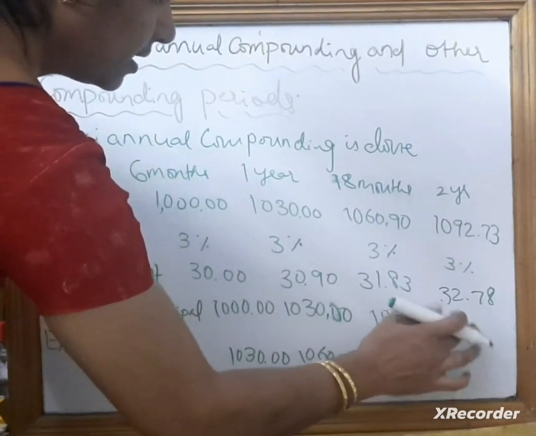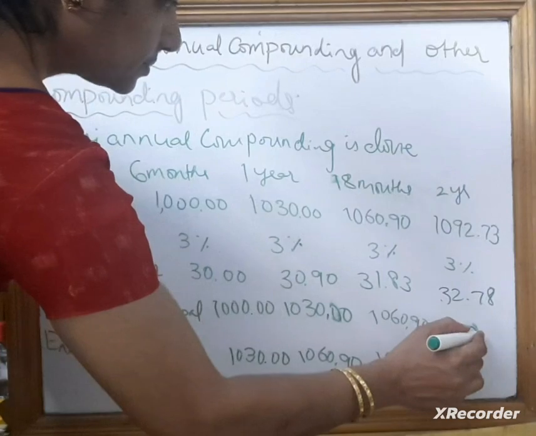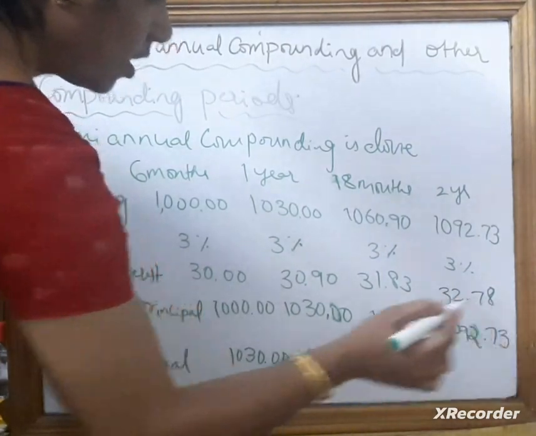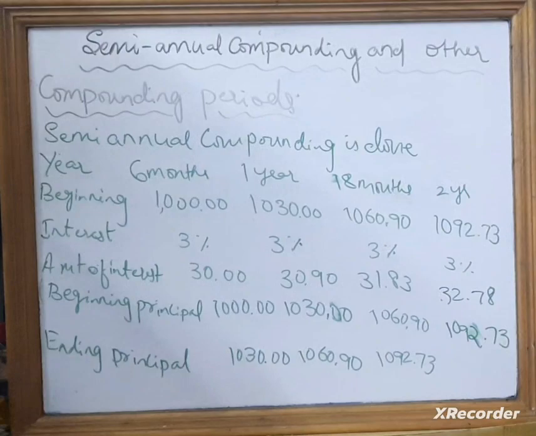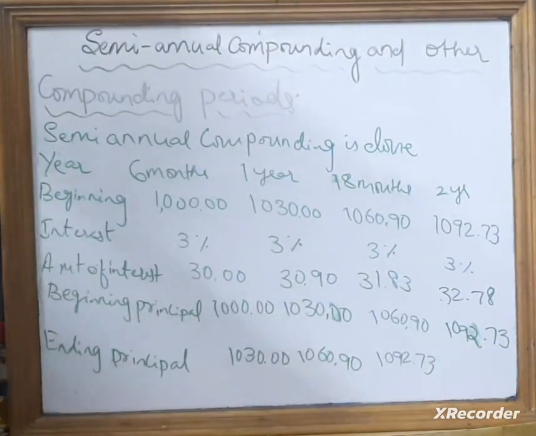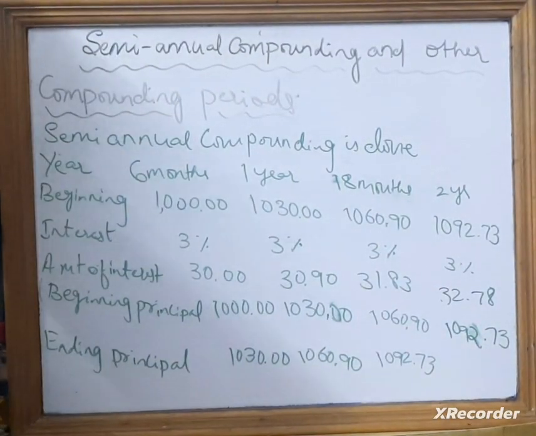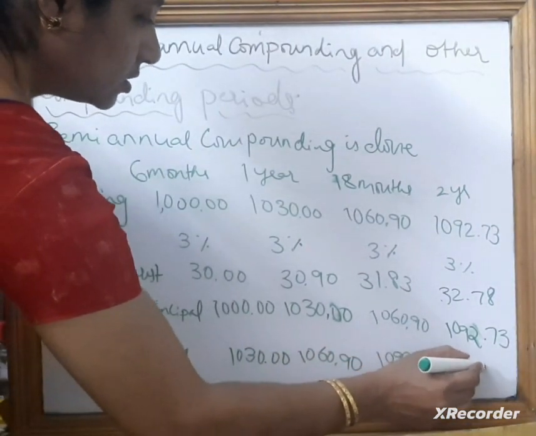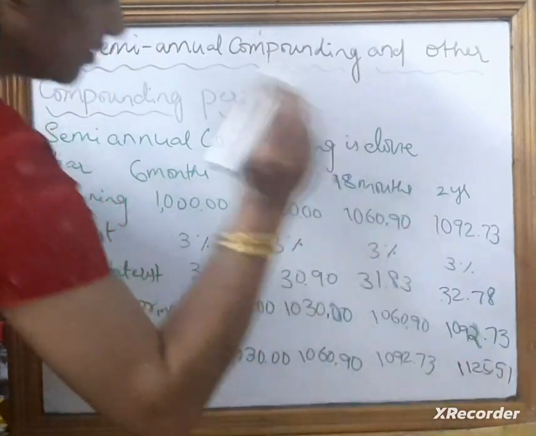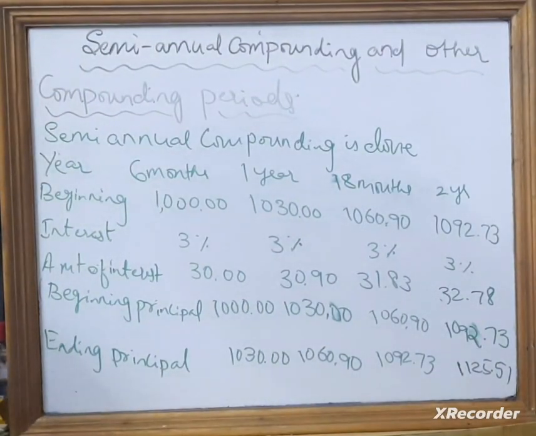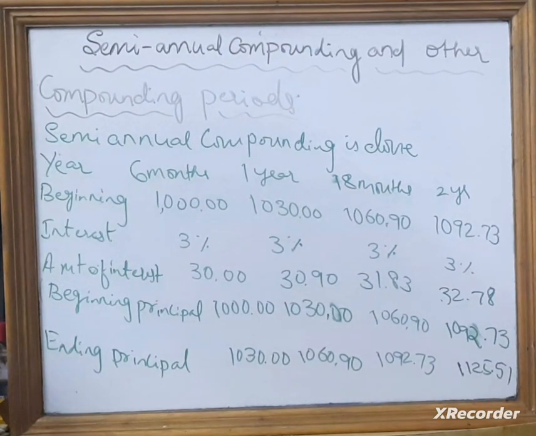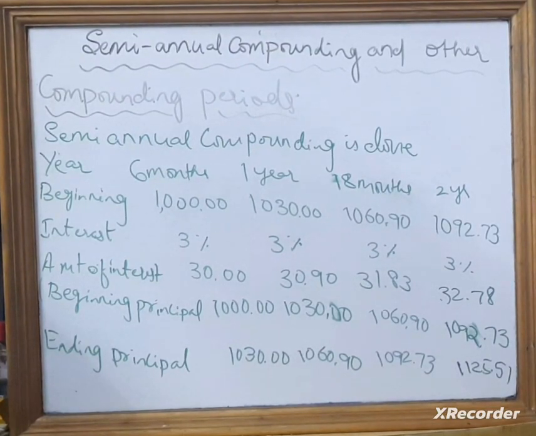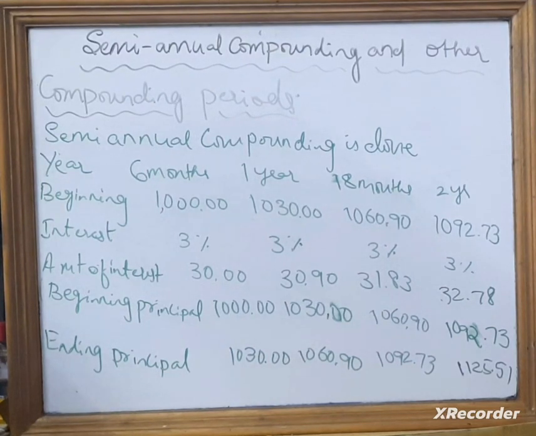This is the end of the 18th month and beginning of the 19th month, and the ending principal is 1125.51. 1125.51 is the semi-annual compounding value at the end of the second year at the rate of 6% annual interest for a 2-year deposit scheme.